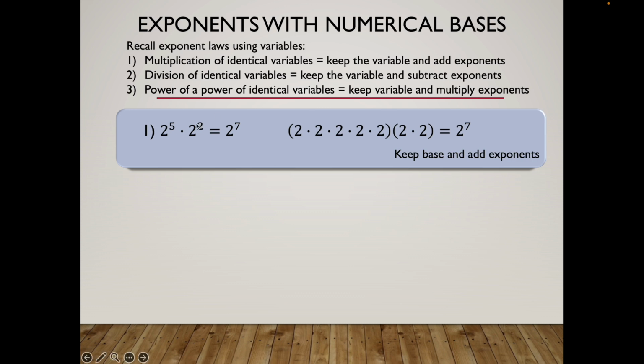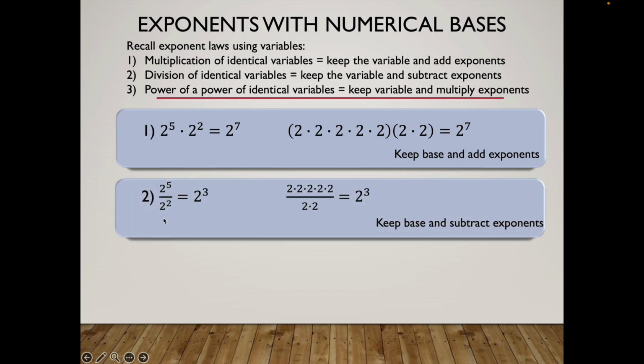I have two of the same base, the base 2 and the base 2. One is to the power of 5, one is to the power of 2. You keep the base, you add the exponents. And to prove this to you, 2 to the power of 5 expanded looks like this, and 2 to the power of 2 expanded looks like this, and in total I have 7 2's. So you keep the base and you add the exponents.